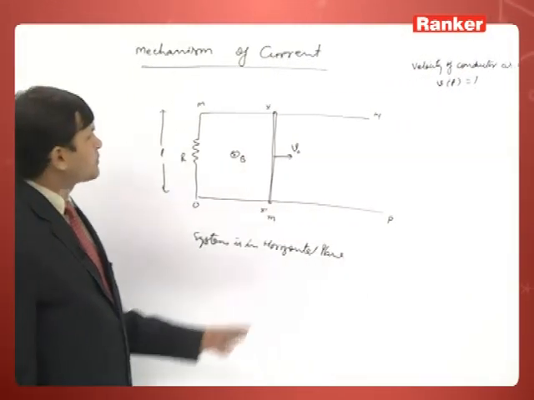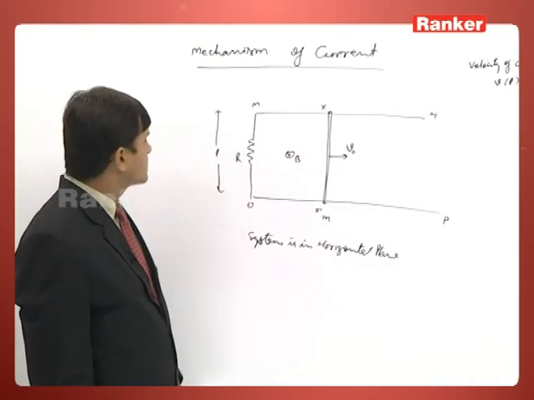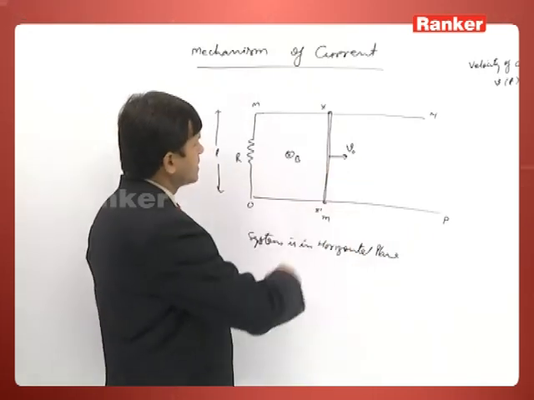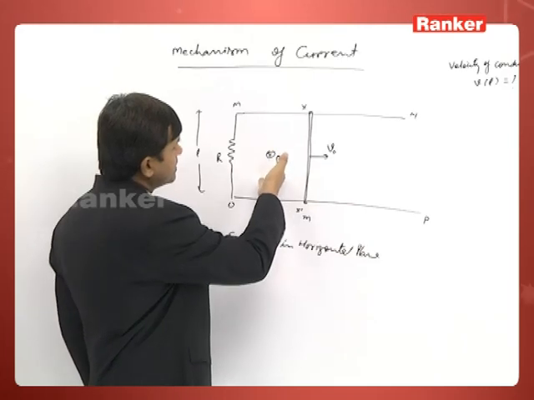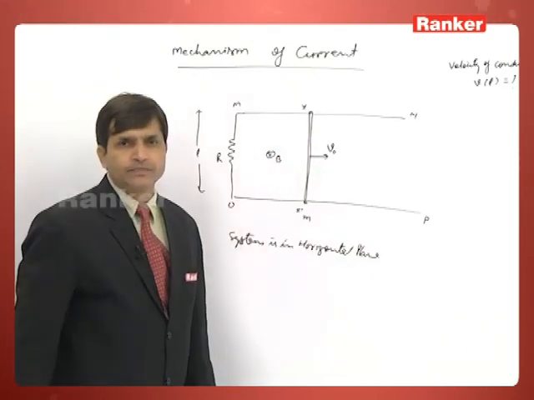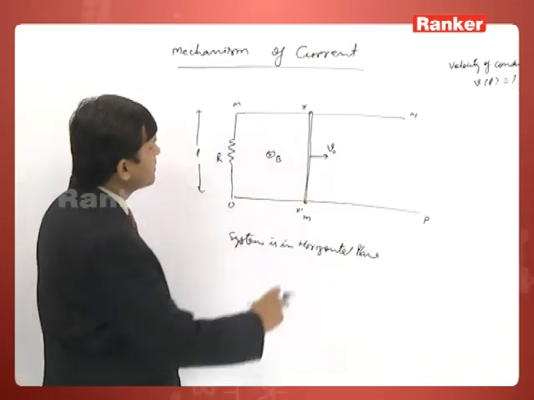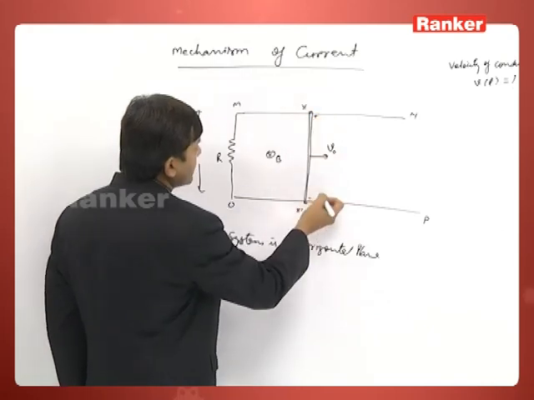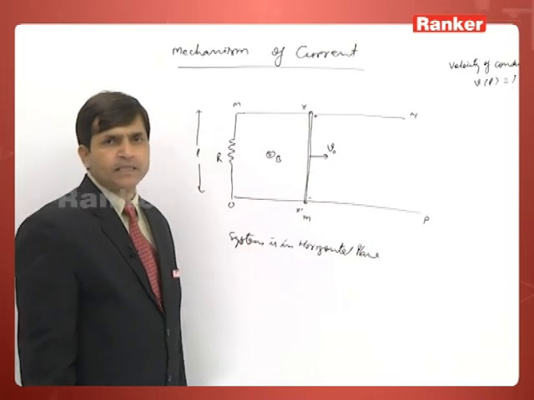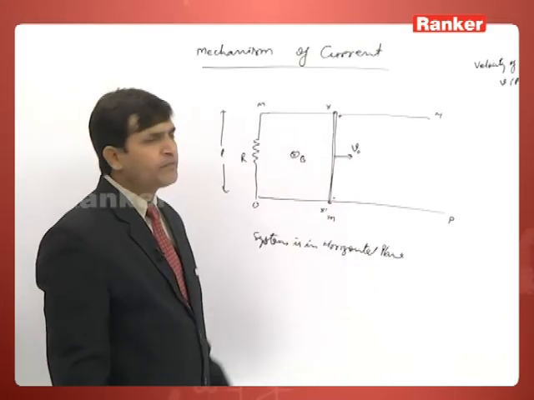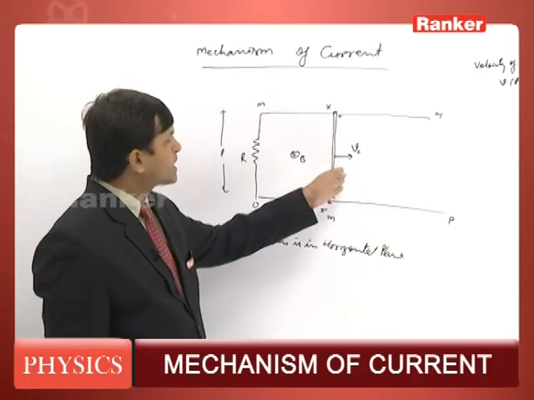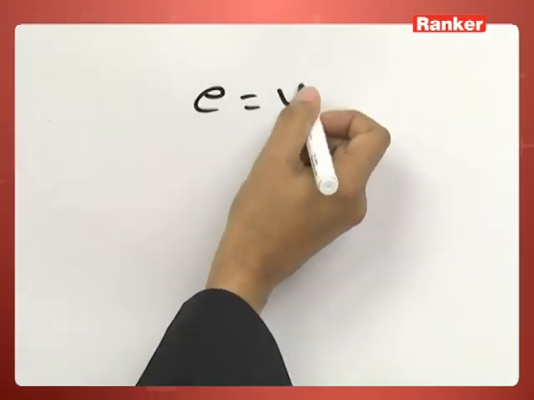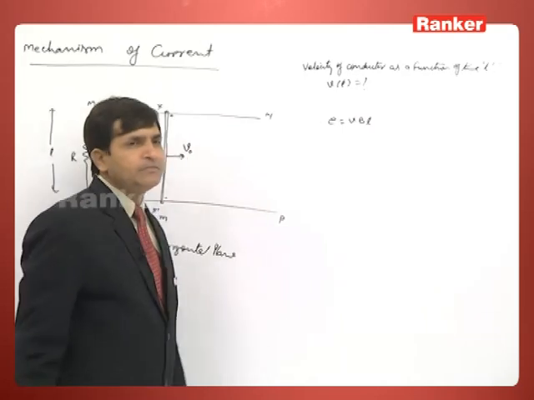First of all, see the effect of velocity v naught. What will happen as soon as the velocity v naught is given? The magnetic field is inward, so V cross B gives an EMF induced in this conductor. This terminal will be at higher potential and this at lower potential. The EMF depends on the velocity, and for a straight conductor we already know the induced EMF is VBL, where V is the velocity.